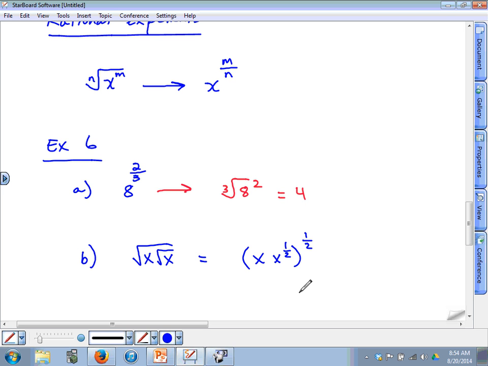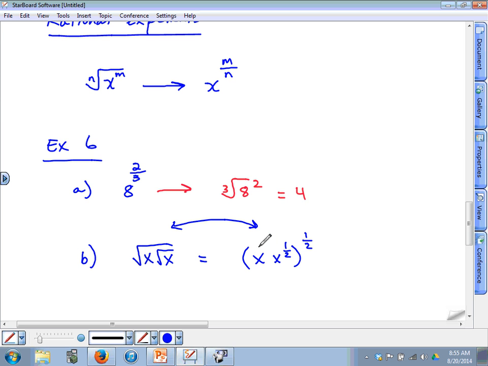Now I want you guys to look at this and compare. Both of these are exactly the same. One's radical form, one's rational exponent form. Where did the 1/2 come from, by the way? Did I just make up numbers? Why does it have to be 1/2? It's a square root. There's an index of 2.